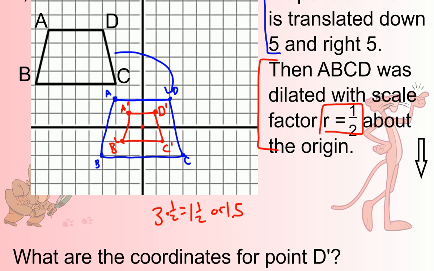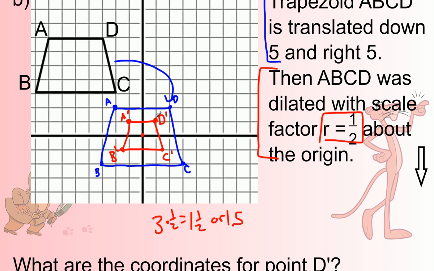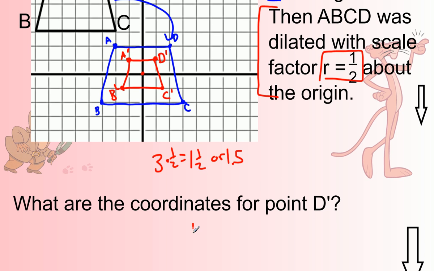What are the coordinates for point D prime? Without actually constructing this, that would probably be a pretty hard question to do. But with the construction, we look up top and go, oh, that is at point 1, comma 1.